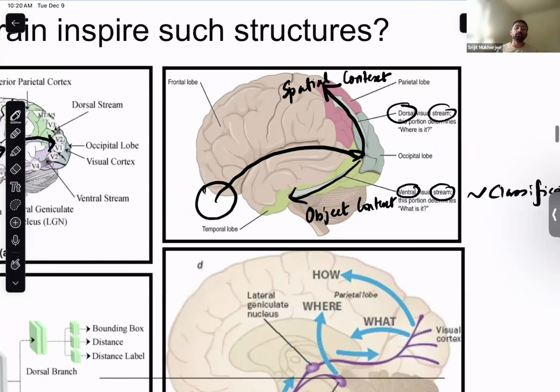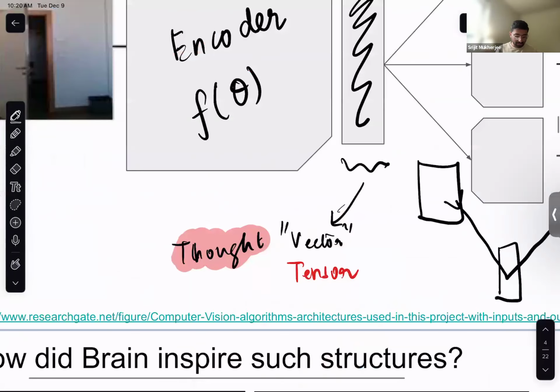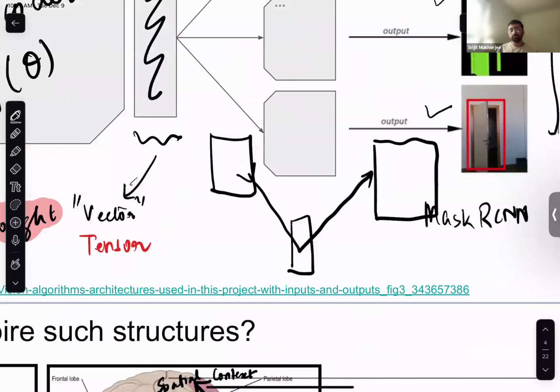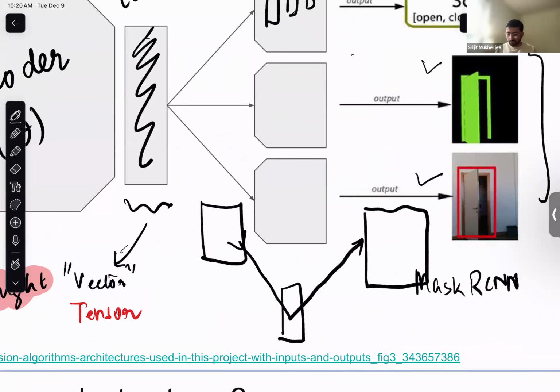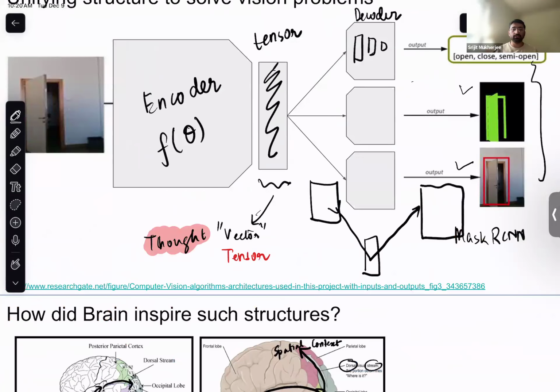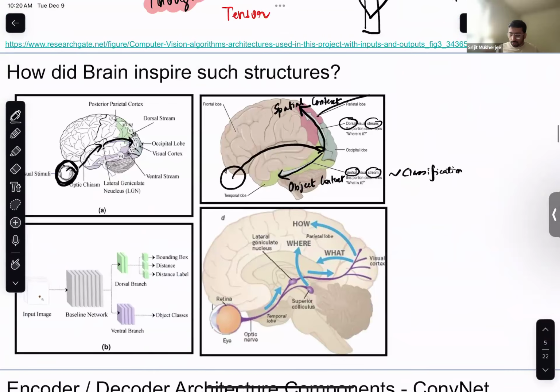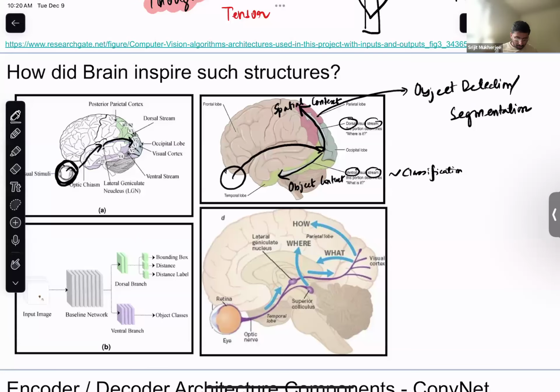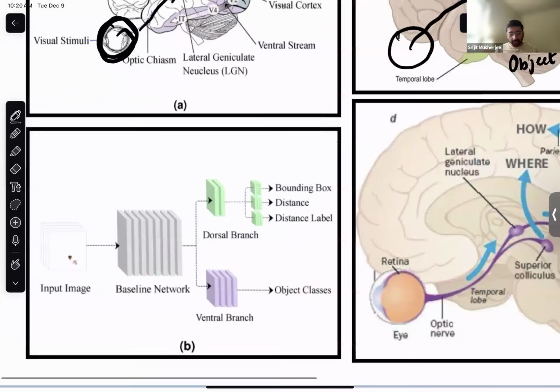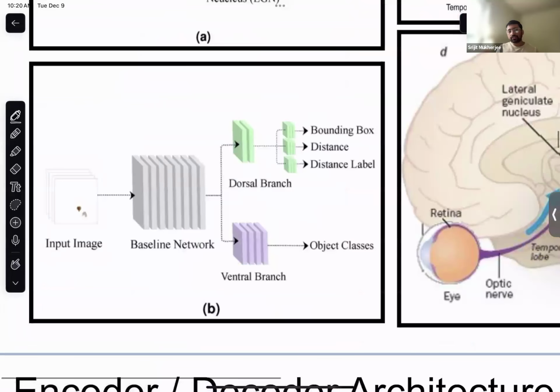And the spatial context gives you the entire spatial mapping, just like when you want to segment this region of the door. You want the entire spatial resolution for doing the segmentation of the door. So the spatial context gives you this object detection or segmentation kind of idea. And when they are combined together, you can observe that this kind of structure comes up.